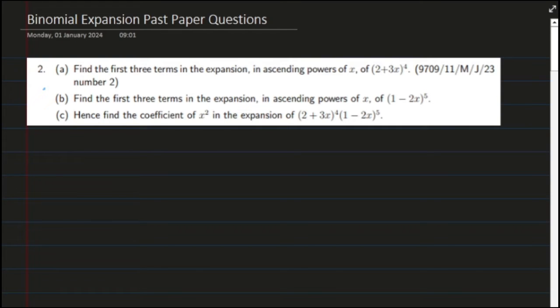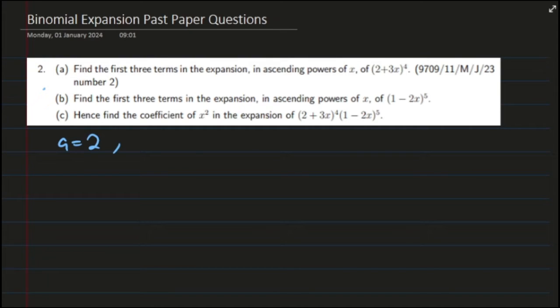Okay, so in this video we're going to be solving past paper questions on binomial expansion. Number 2a. Find the first three terms in the expansion in ascending powers of x of (2 + 3x)^4. Okay, so in this case our a is equal to 2 and b is equal to 3x. So we're going to use the formula for binomial expansion, which you'll find in the MF19.